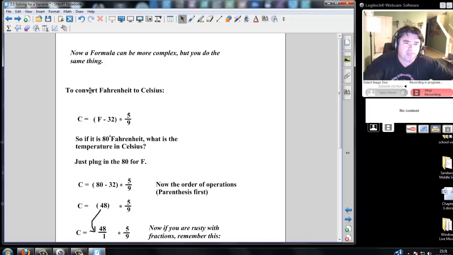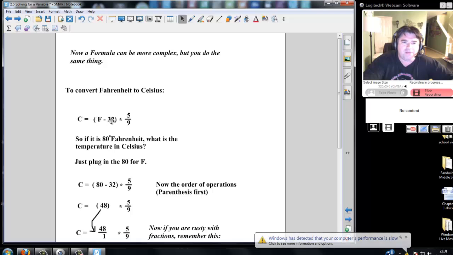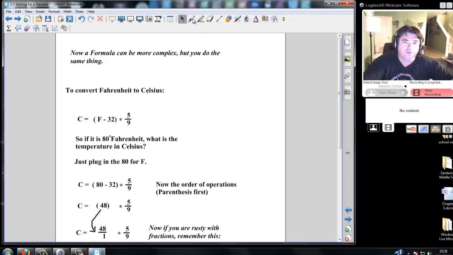Now a formula can be more complex, but you do the same thing. To convert Fahrenheit to Celsius, and notice that you'll find this formula also in your science book if you find the right page on it. It says Celsius equals Fahrenheit minus 32, which goes first, then times 5/9. Therefore, if it's now 80 degrees Fahrenheit, what's the temperature in Celsius? Well, since we are given the Fahrenheit, all we have to do is plug it in where it says. So instead of F minus 32, it now becomes 80 minus 32.